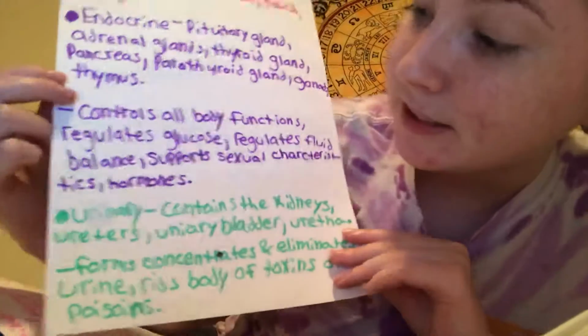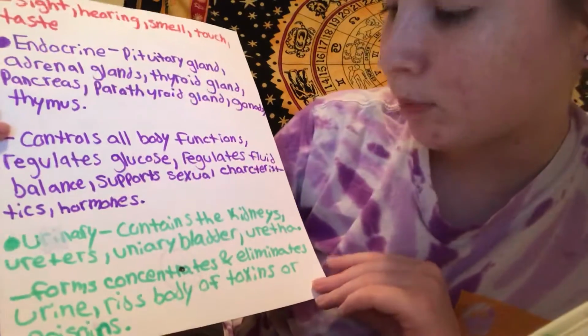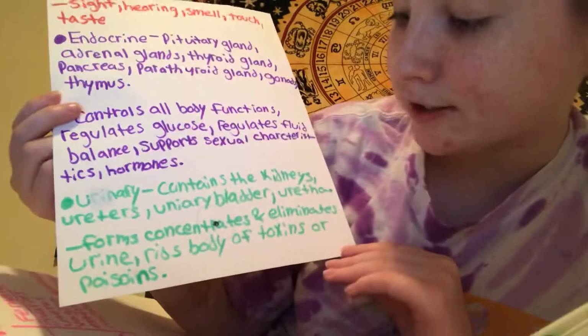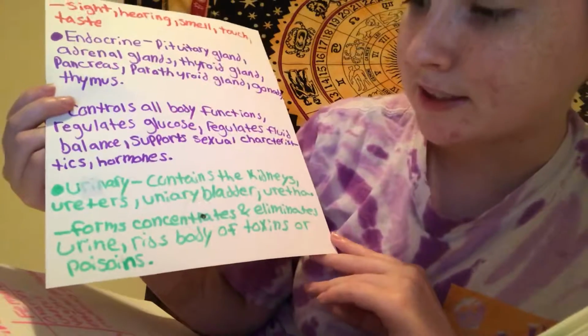The next system is the urinary system, which contains the kidneys, uterus, urinary bladder, and urethra. So, its purpose is to form, concentrate, and eliminate urine, and rid the body of toxins or poisons.